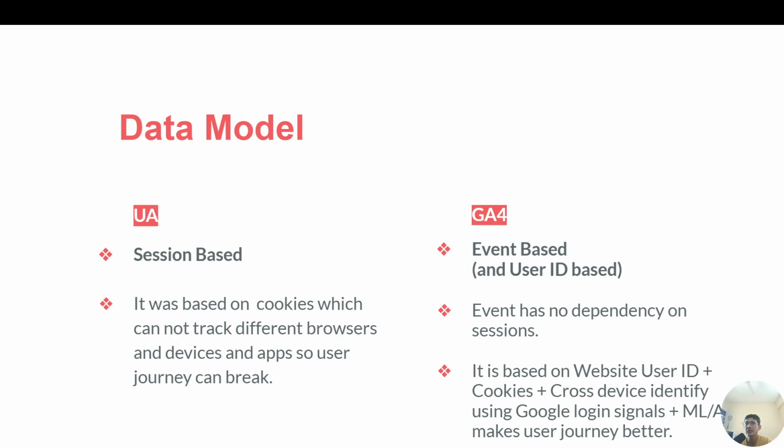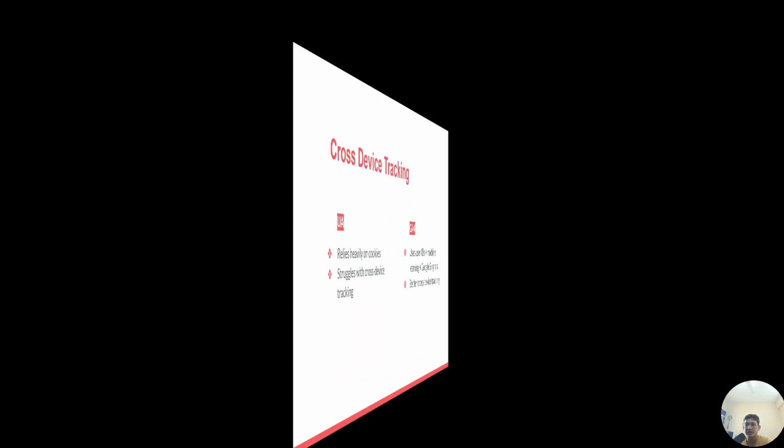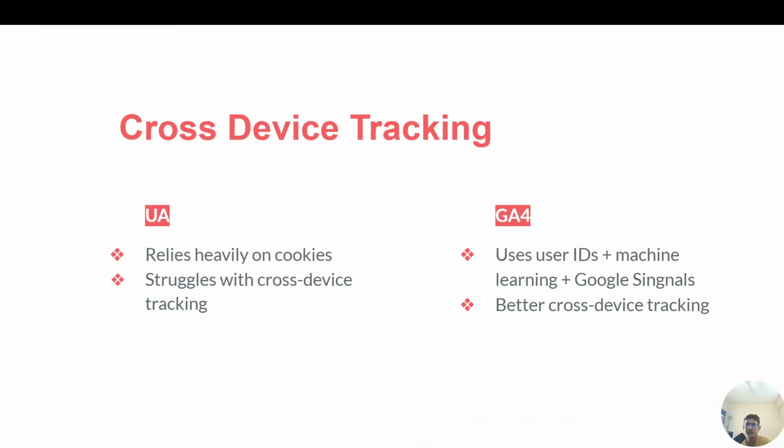Suppose a user lands from a paid source, and then after a few days converts from another device and another source, like organic. It was difficult in previous Google Analytics to track this, but nowadays you can easily track it. So again, cross-device tracking: they have multiple solutions like user IDs, machine learning and Google signals. So nowadays there is better cross-device tracking.